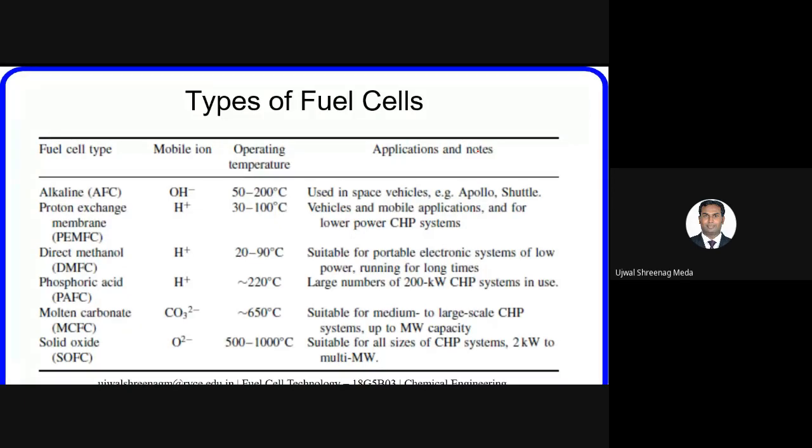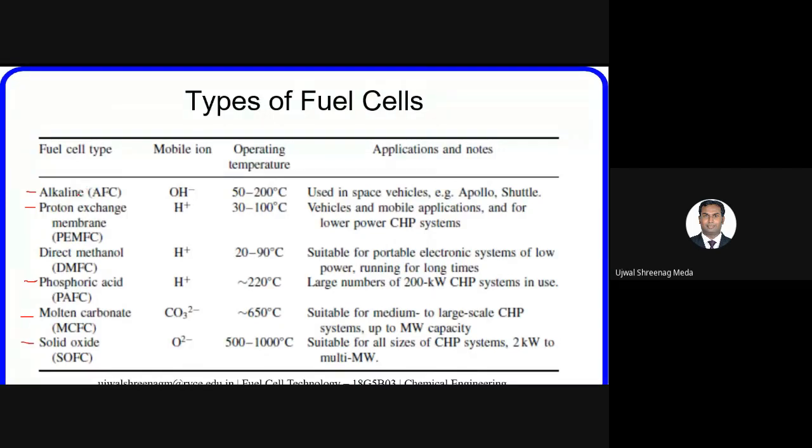Okay, so let's look at the fuel cell classification based on the type of electrolyte. Alkaline fuel cell, AFC, proton exchange membrane fuel cell, PEMFC, phosphoric acid fuel cell, PAFC, molten carbonate fuel cell, MCFC, solid oxide fuel cell, SOFC. So these are the five different types of fuel cells classified based on the type of electrolyte.